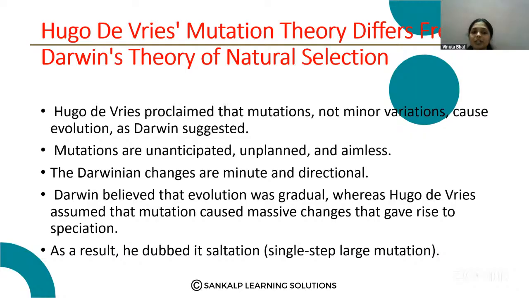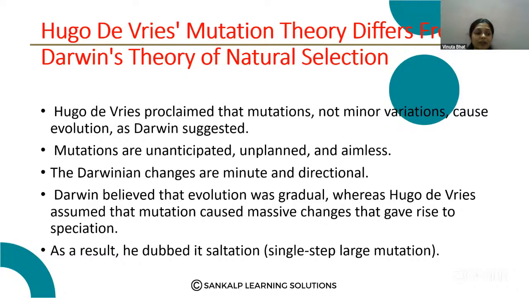Mutations are unanticipated, unplanned and aimless. Mutation is a sudden change at the genetic level, a sudden appearance of some characters. So that is unanticipated, we cannot anticipate that change. It is unplanned and aimless. The Darwinian changes are minute and directional.